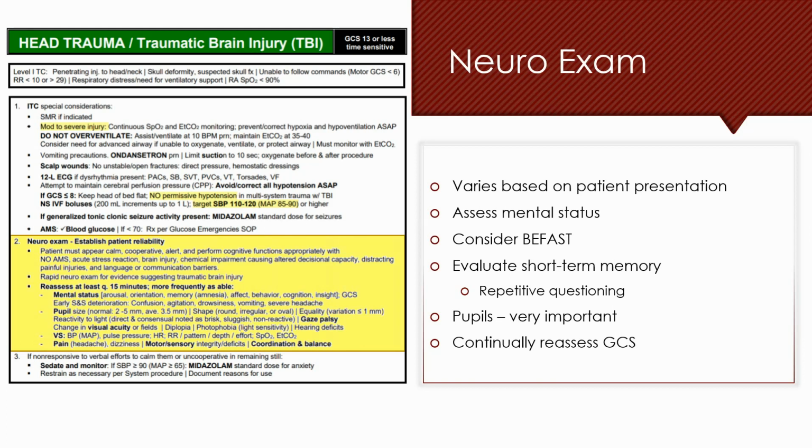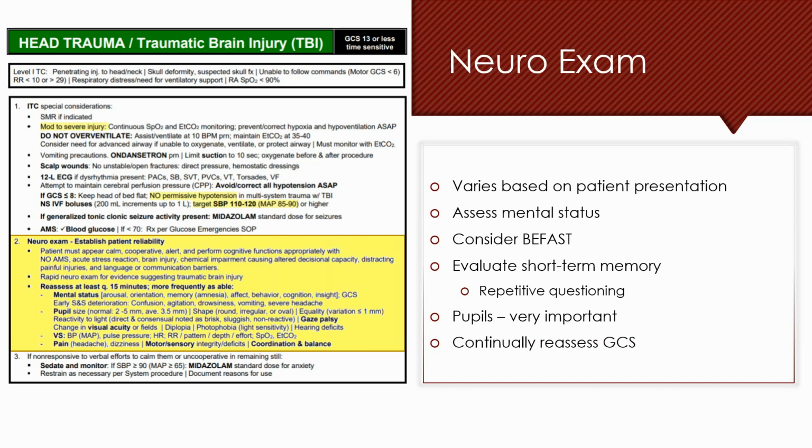Obviously, your routine alert and oriented questions for mental status. Consider seeing if you can do a BFAST exam. BFAST doesn't just have to be for stroke. It would be a great indicator for head injuries. Evaluate things like short-term memory. When our patients do start with the repetitive questioning, that's going to be indicative of, again, some type of head injury. More often than not, it's going to be a concussion. And continuously reassess that Glasgow Coma score.